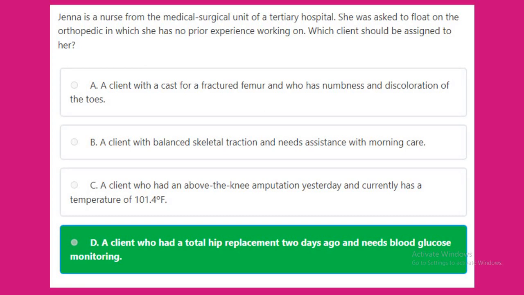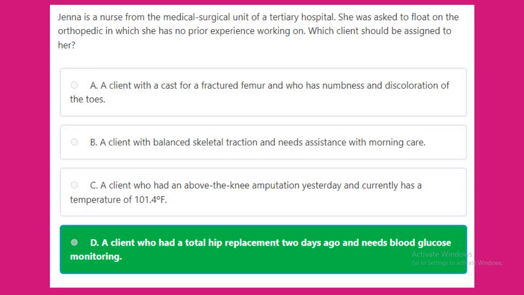So, a client with a cast for a fractured femur who has numbness and discoloration of the toe. So this patient is having neurovascular issues and is unstable. So we will not be assigning this to the new float nurse. Then a client with balanced skeletal traction who needs assistance with morning care. Balanced skeletal traction requires skill and this is a specific procedure related to the orthopedic department. Again, we will not be assigning this client to Jenna.